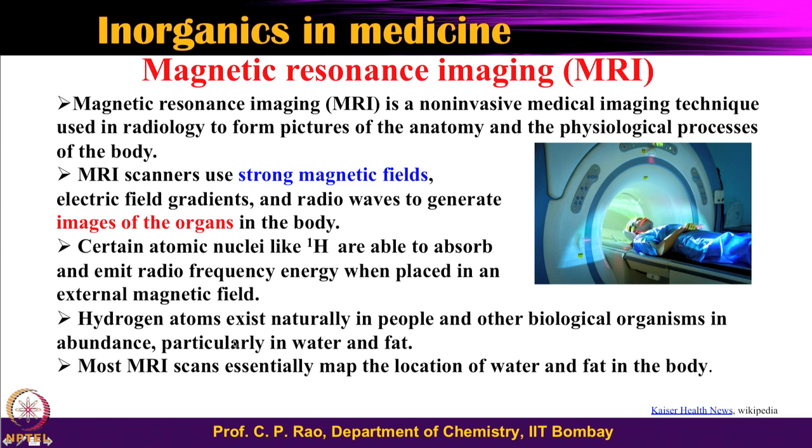So, that is what you are using. Hydrogen nuclei are present in biological systems, in organisms, and they are in great abundance. They are there in the water and in the fat, and you can utilize all of these things. Most of these MRI scans essentially map the location of water and fats in the body.